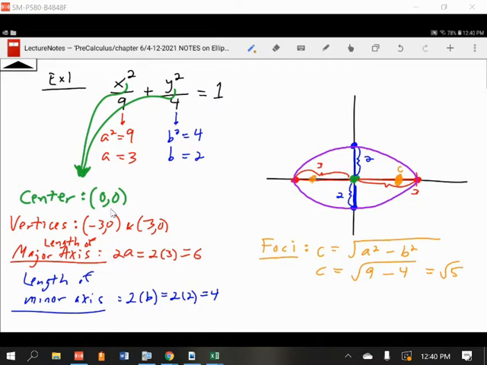So what are the coordinates of the foci here? Well, one of them is negative radical 5 comma 0. The other one is positive radical 5 comma 0. And those are all the parts of an ellipse.